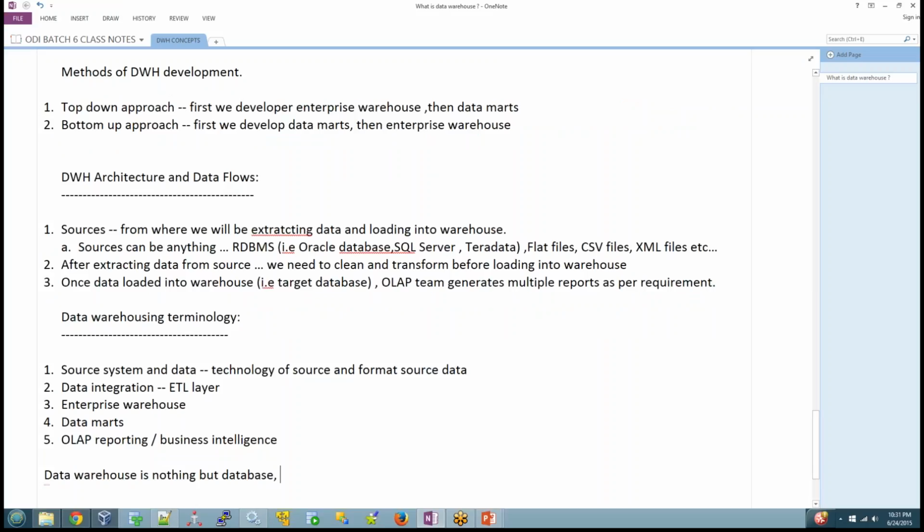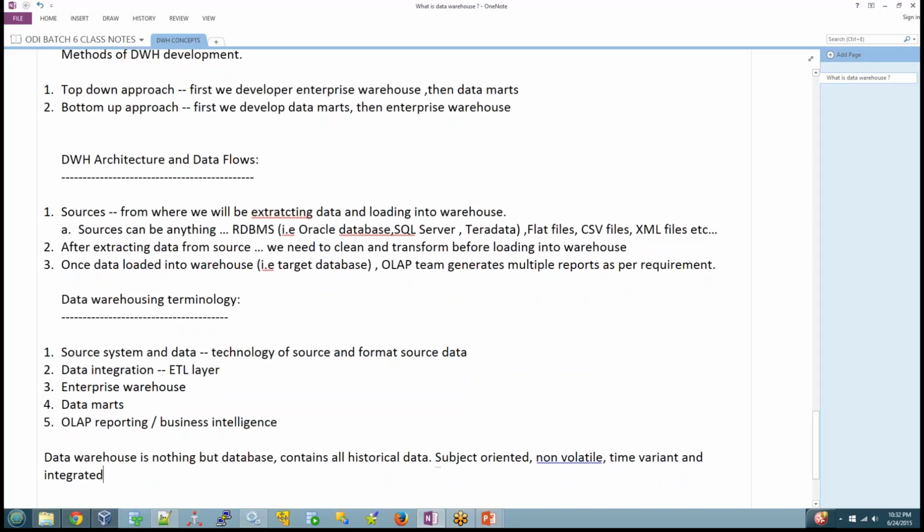This database contains all historical data. It has some characteristics: subject oriented, non-volatile, time variant, and the fourth characteristic is integrated. Integrated data. So these are the four characteristics of the data warehouse.